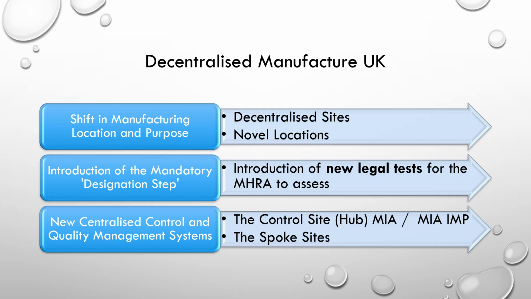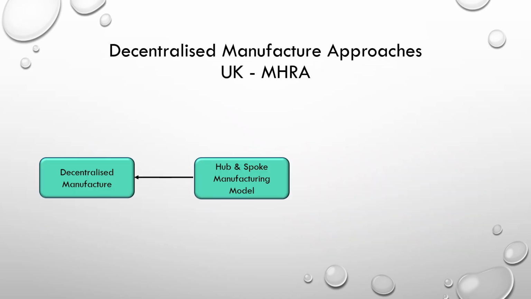I haven't looked at it in the US at this moment in time, and I will do for later presentations. The application timetable is a 60-day timetable. You can have a 90-day timetable if further information is required, or if you need a meeting to address any potential issues. Right, so the decentralized manufacture process allows the medicinal product to be made close to the location of the patient for administration purposes. And you have this hub and spoke manufacturing model.